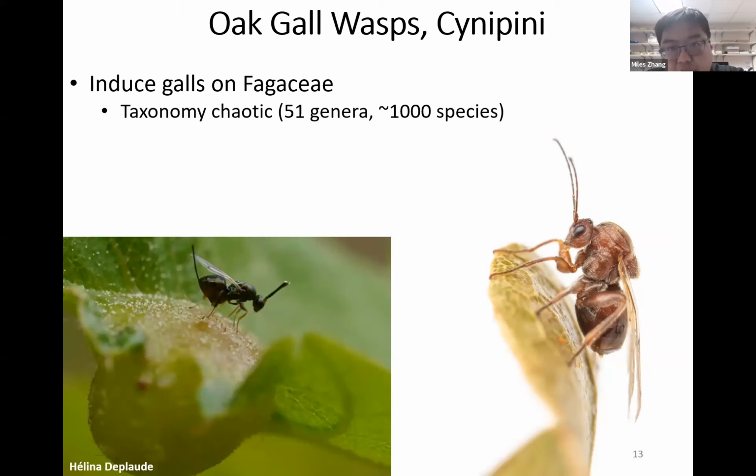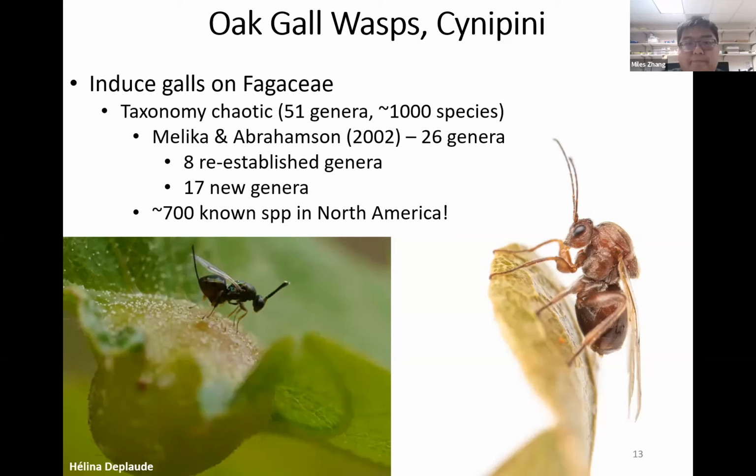They're also the largest tribe, with about 1,000 described species, so that's about 2/3 of all known cynipids. And they're currently grouped in 51 genera, but taxonomically, you can only describe them as chaotic because almost every genus is para- or polyphyletic. Once you get to Cynipini, getting it down further, even to the genus level, can be a headache.